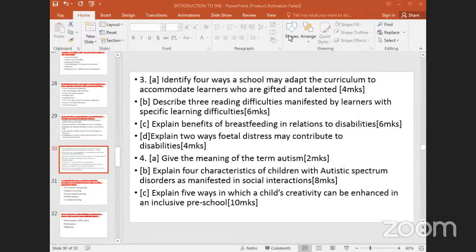Pascal, let me try. Yes, I'm getting you. Omitting some letters or some words while reading. Omitting some letters or some words while reading. Remember, it is all about describe.